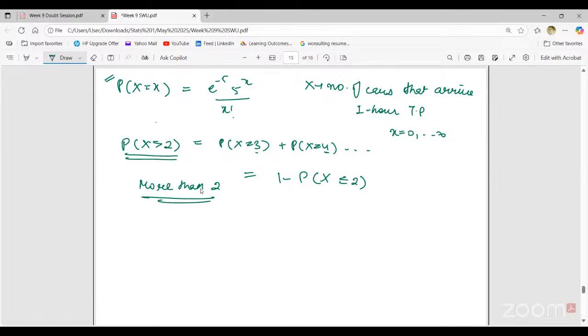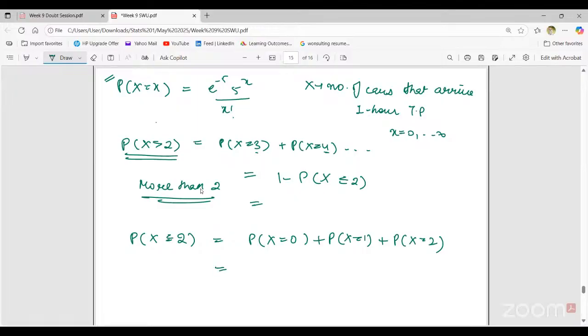Yes, 1 minus probability of x less than or equal to 2. Now probability of x less than or equal to 2 is equal to probability of x equals 0 plus probability of x equals 1 plus probability of x equals 2. These are the probabilities that x takes values less than or equal to 2, so 0, 1, and 2.